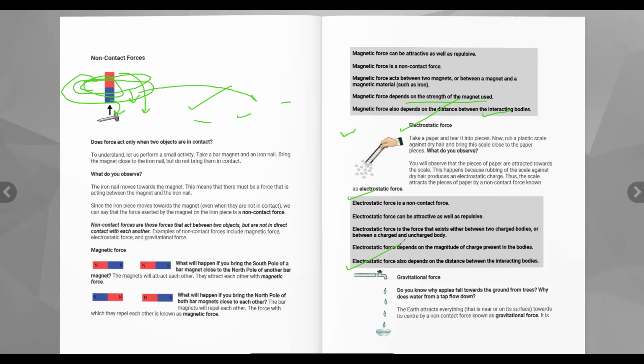Okay, wait. Anuka has a doubt. I have a doubt as well. Okay. Solving it. Anuka, what is the doubt? Ma'am, when we bring closer the same pole of two magnets, why doesn't it attract?